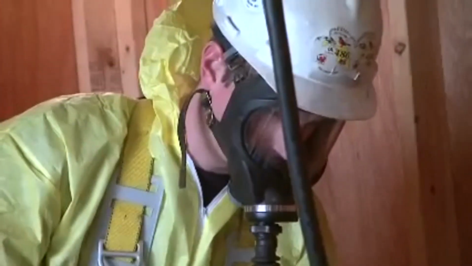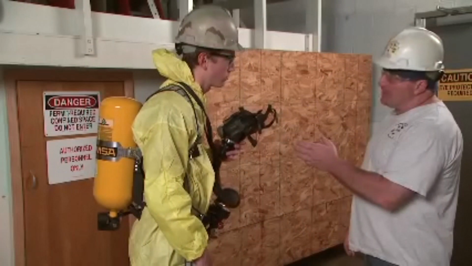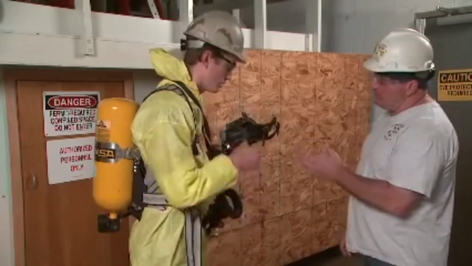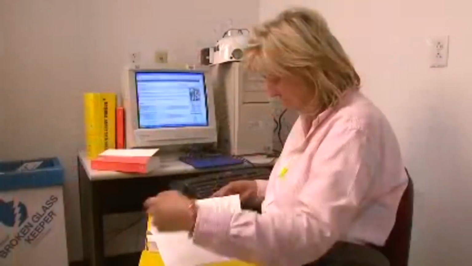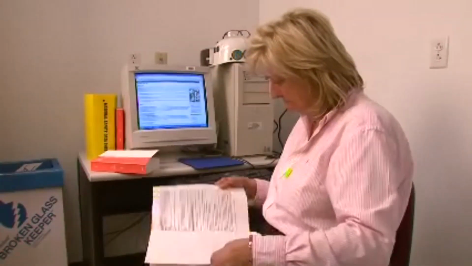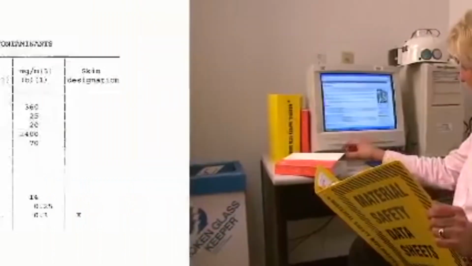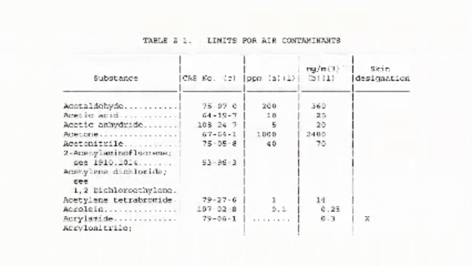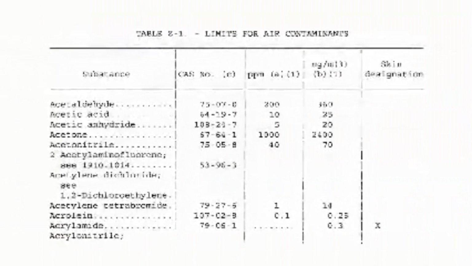Only atmosphere-supplying respirators, such as an airline respirator or a self-contained breathing apparatus, also known as an SCBA, can be used in IDLH atmospheres. Once your employer has identified the type and amount of airborne contaminant present in your workplace, your employer will use this information to see how much protection you need the respirator to provide to you.